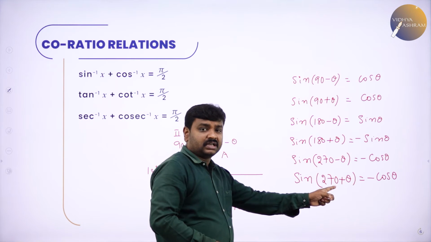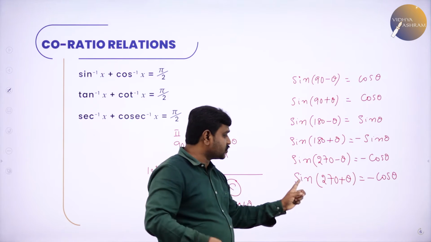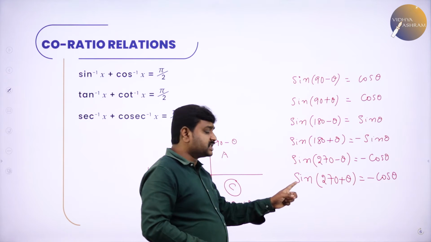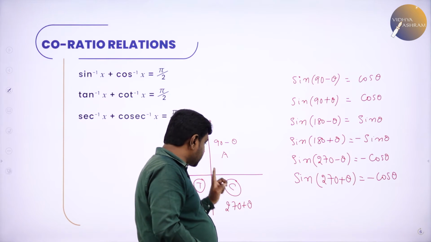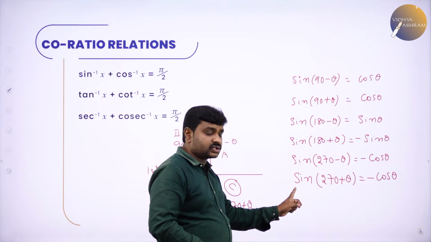Let me repeat. Sine of 270 plus theta. I told you for 90 and 270 function changes, so sine changes to cos, and 270 plus theta lies in fourth quadrant. In fourth quadrant, alphabet is C. It does not match with the question, so minus.